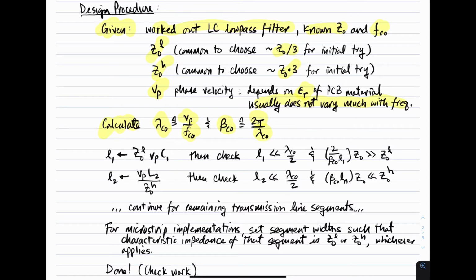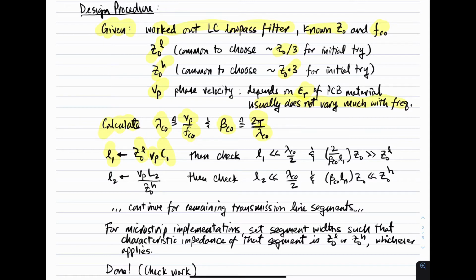From this point, the procedure is very simple. The length of the first line you choose to be Z naught L times phase velocity times C1, the capacitance of that first capacitor. This equation comes from considerations in that earlier video.